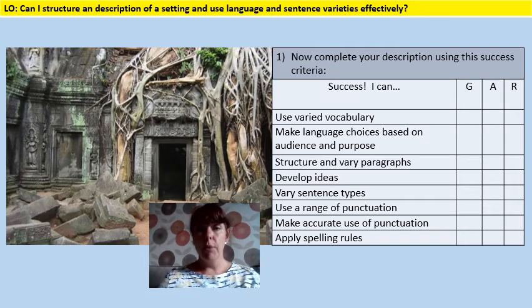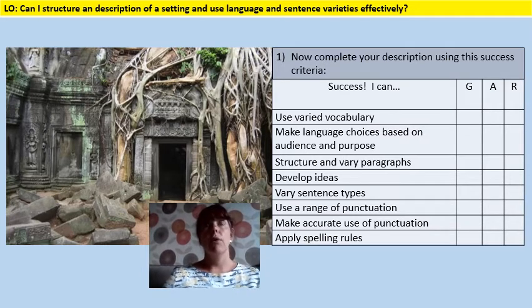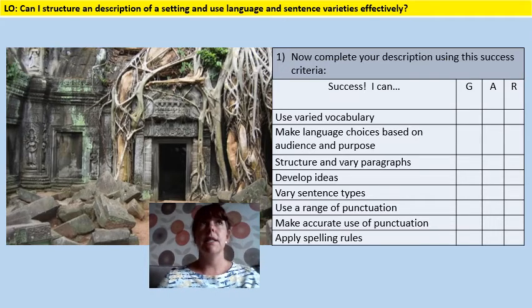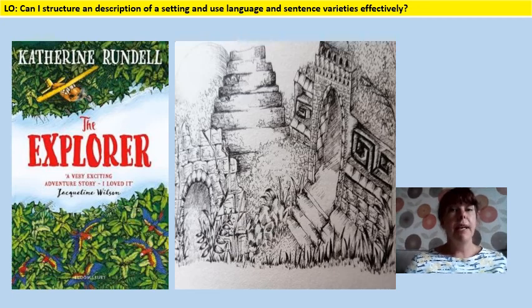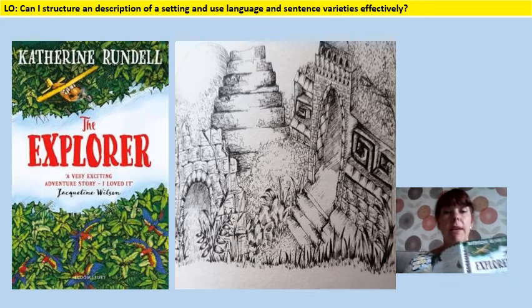So have a look through your work, and then that will generate your own EBI, won't it? So if you realise after writing it that you didn't use any language devices, or you didn't use sentence variety, then using a different colour pen or a different colour in Word, if you're typing it, you can add those things in before you send them to your teacher. And then finally, I thought it might be nice to hear the actual description from the book.